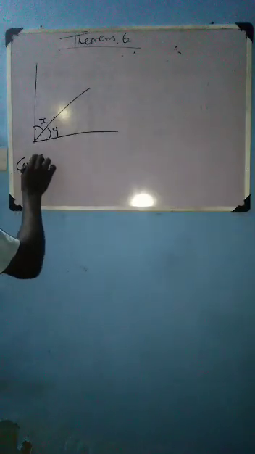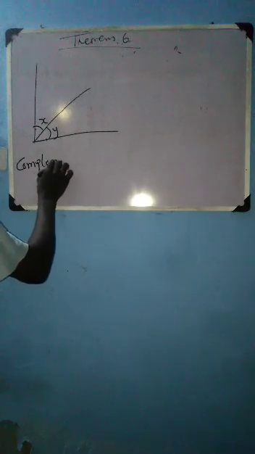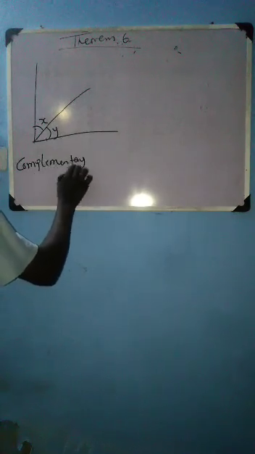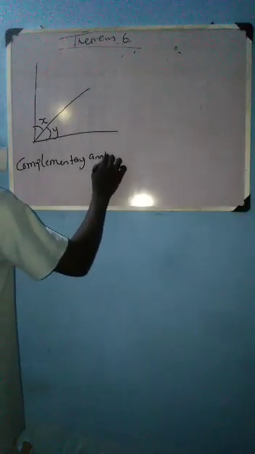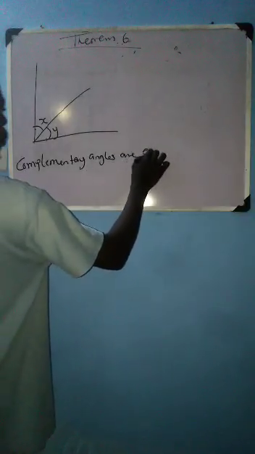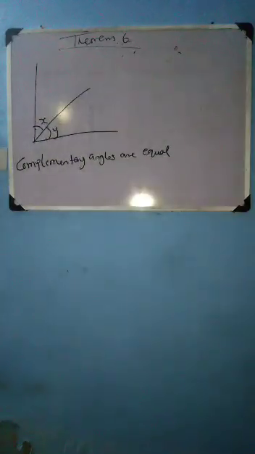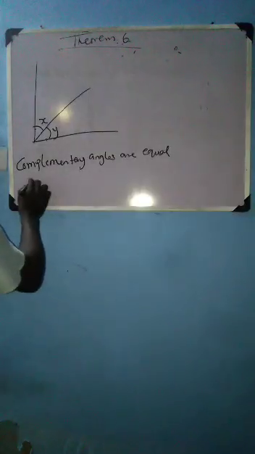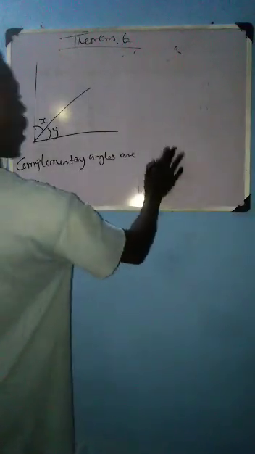So this is theorem 6. Theorem 6 said that complementary angles are equal. That's theorem 6. Please ensure you write it down. Draw it down. Complementary angles are equal. So angle X, sorry.